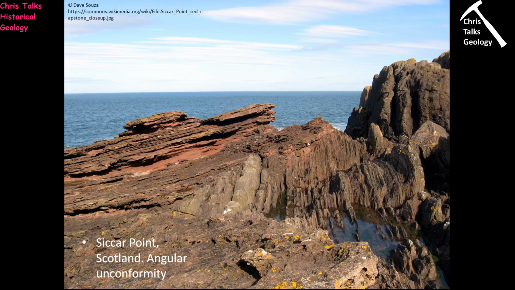And this surface here, the unconformity, represents the land surface. Any rock that was above this unconformity got eroded away. This was the surface of the Earth at the time. And then these red sandstones got deposited over the top. These red sandstones would have initially been nice horizontal layers of rock. They've been tilted a little bit since, but you can see what was going on. And so Siccar Point is a wonderful example of an angular unconformity.